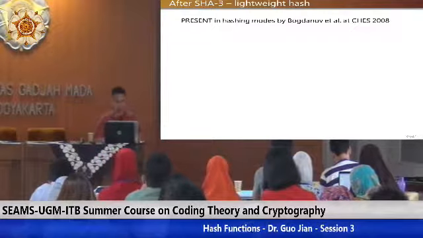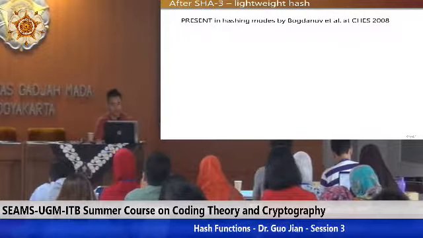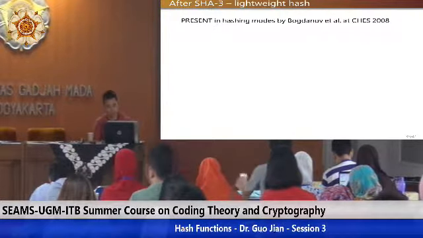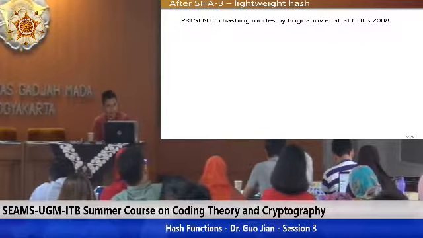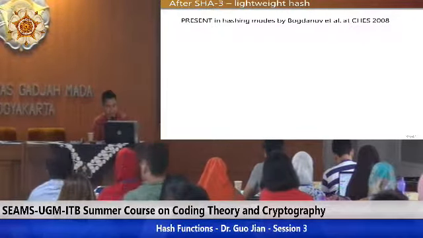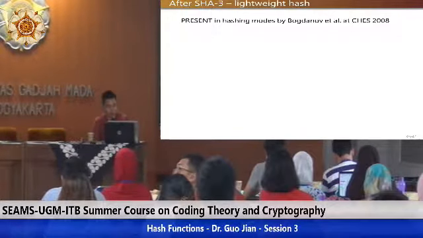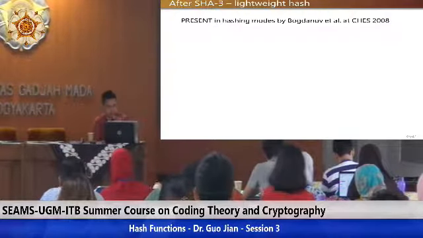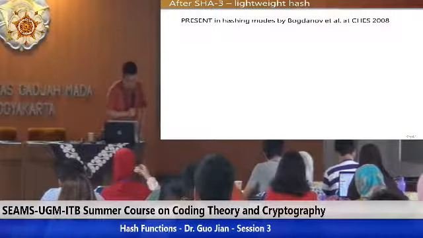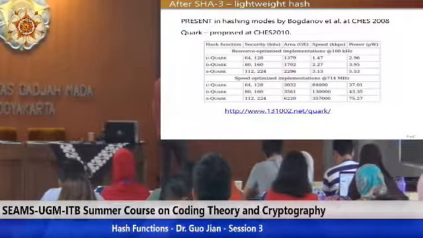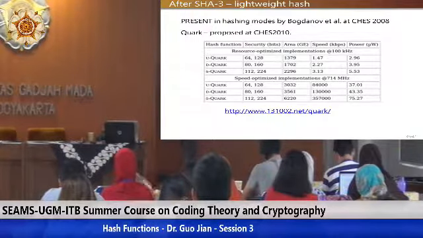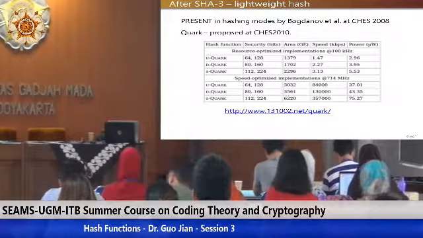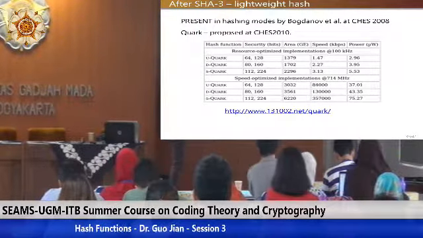The first lightweight block cipher was called PRESENT. It was proposed in CHES 2008. And it can be converted into a hash function by some hashing modes. Quark is a dedicated lightweight hash function proposed in 2010. And if you compare the security level and area, you can see Quark has some instances offering only 64 bits collision resistance and 128 bits preimage resistance.